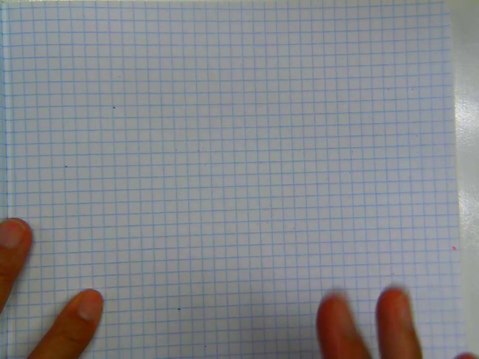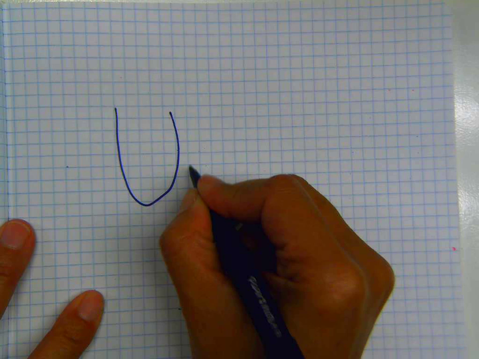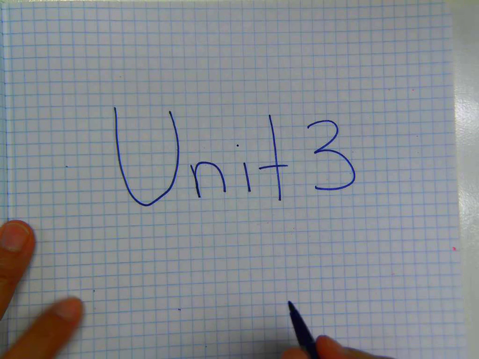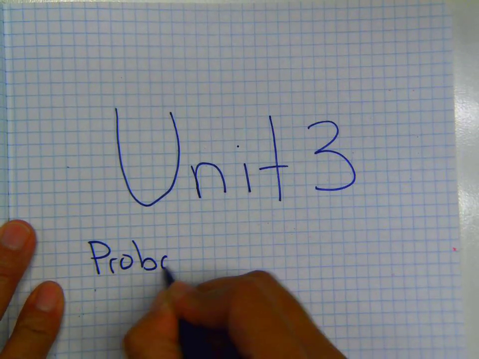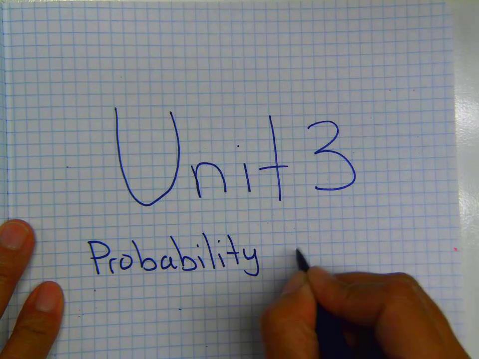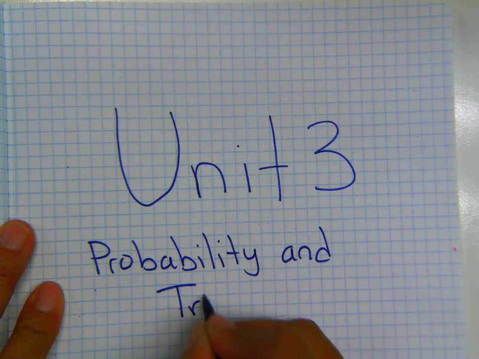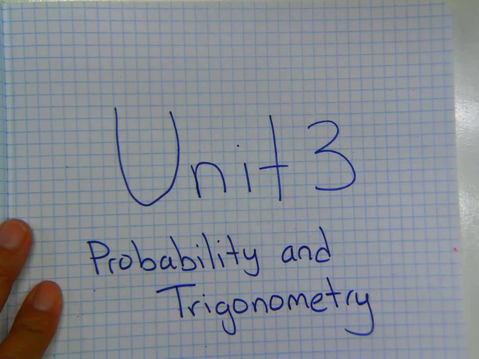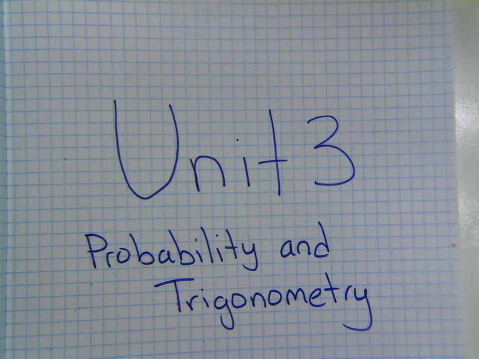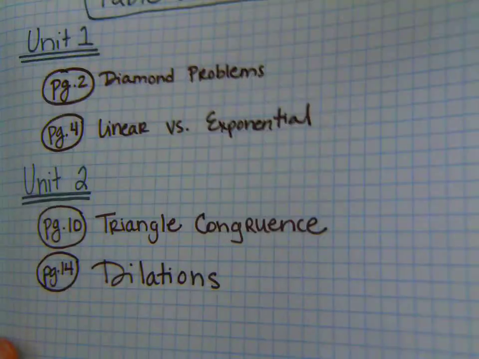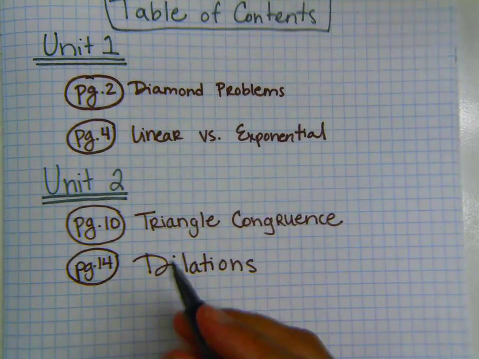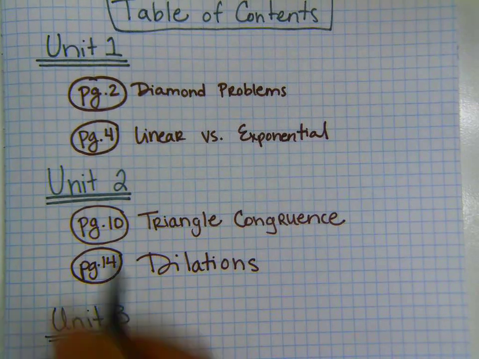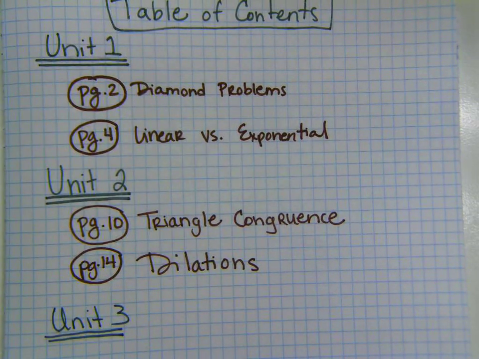Right, welcome back. We're going to be starting Unit 3, and that will be on probability and trigonometry. So we'll go ahead and title that there, flip to the front, and we'll add this to our table of contents. Unit 3, and we'll start on page 20.